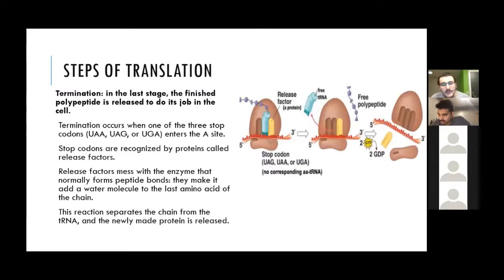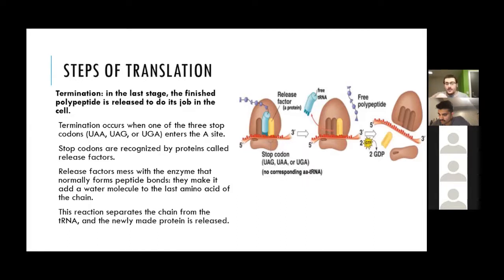So now let's look at the final step of translation, which is termination. In this stage, the finished polypeptide is released. Basically, you have the smaller ribosomal unit reading the mRNA through, and then it stops at one of the stop codons, which are either UAG, UAA, or UGA.